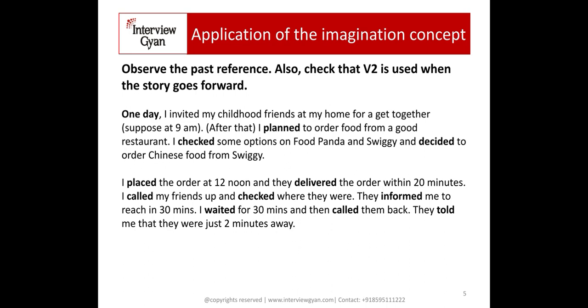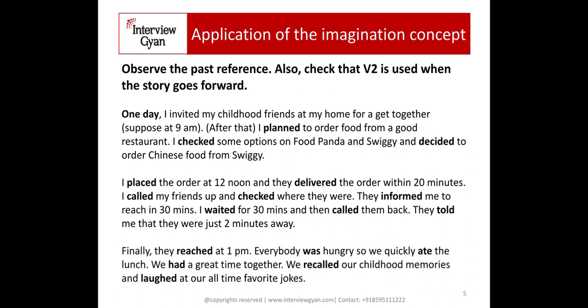We are deliberately doing this so that the application of second form could be understood. In the next part of this topic, we are going to understand how to move backwards using past perfect tense. So for the time being, second form means going to one point and moving forward. Okay, let's see the last paragraph. Finally, they reached at 1 p.m. Everybody was hungry, so we quickly ate the lunch. We had a great time together.